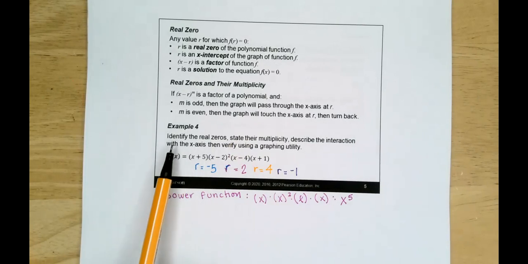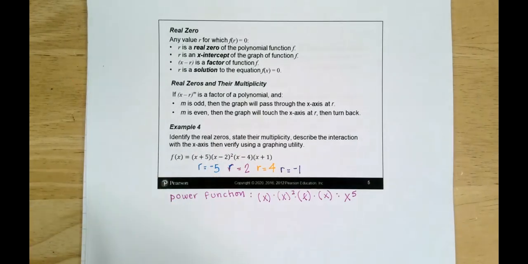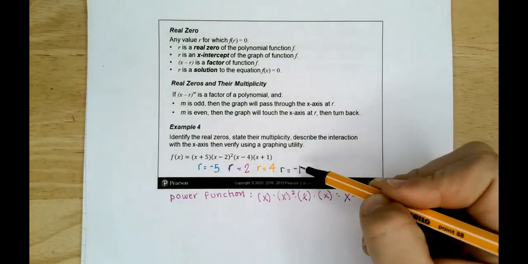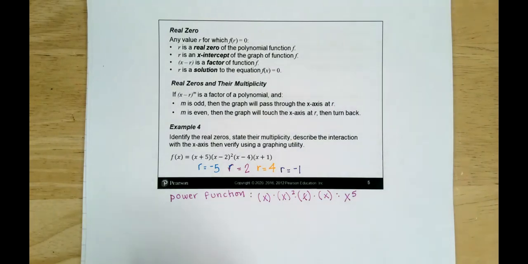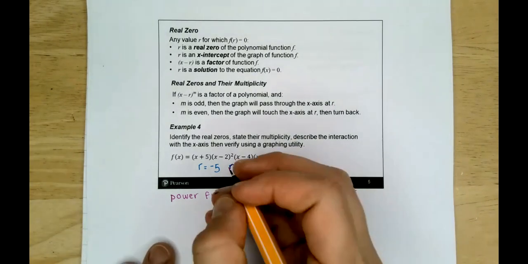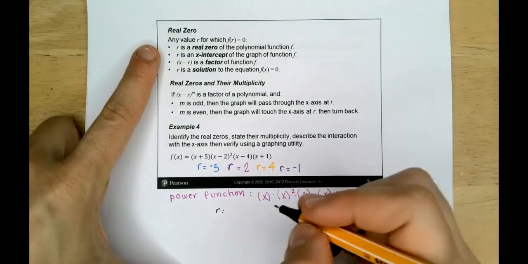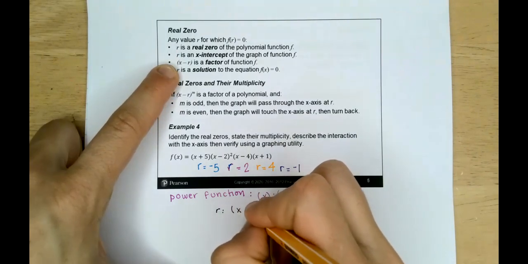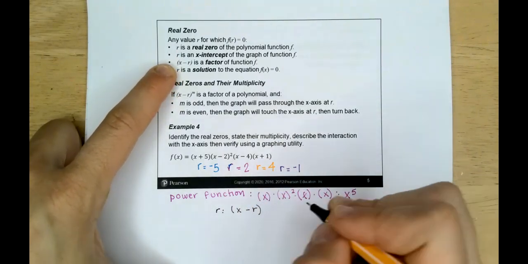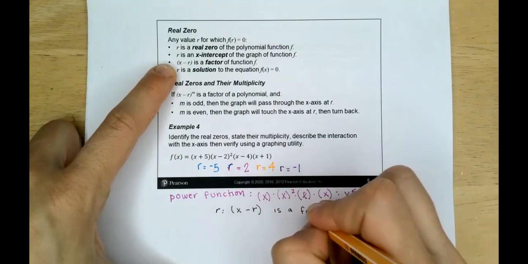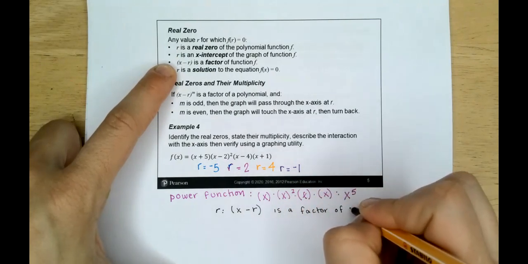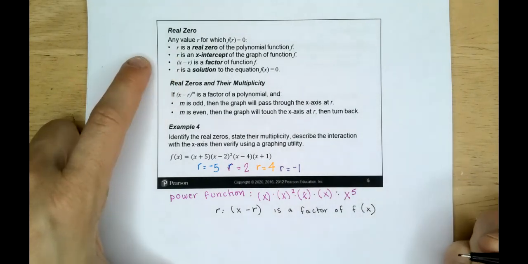Then they asked us to identify the real zeros. We identified that our real zeros are -5, 2, 4, and -1. Why? Because the definition says that if R is a real zero, then x minus R is a factor of f of x. Okay?